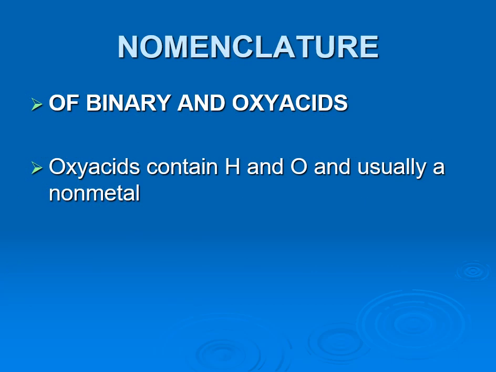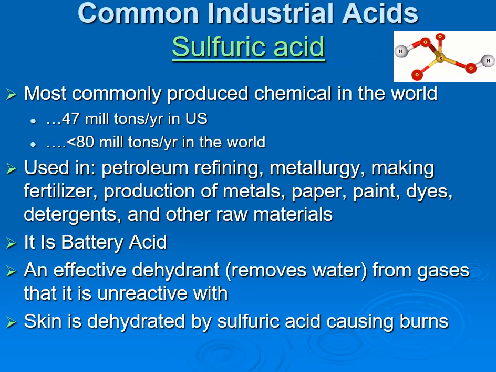Nomenclature: you should be able to name and write formulas for binary and ternary acids, and you could go back and review your Chapter 7 material or certainly contact me with questions. I'm going to skip over this. There are 5 slides on 5 common acids that are mentioned in your book on industrial level acids. You can read over this on your own.